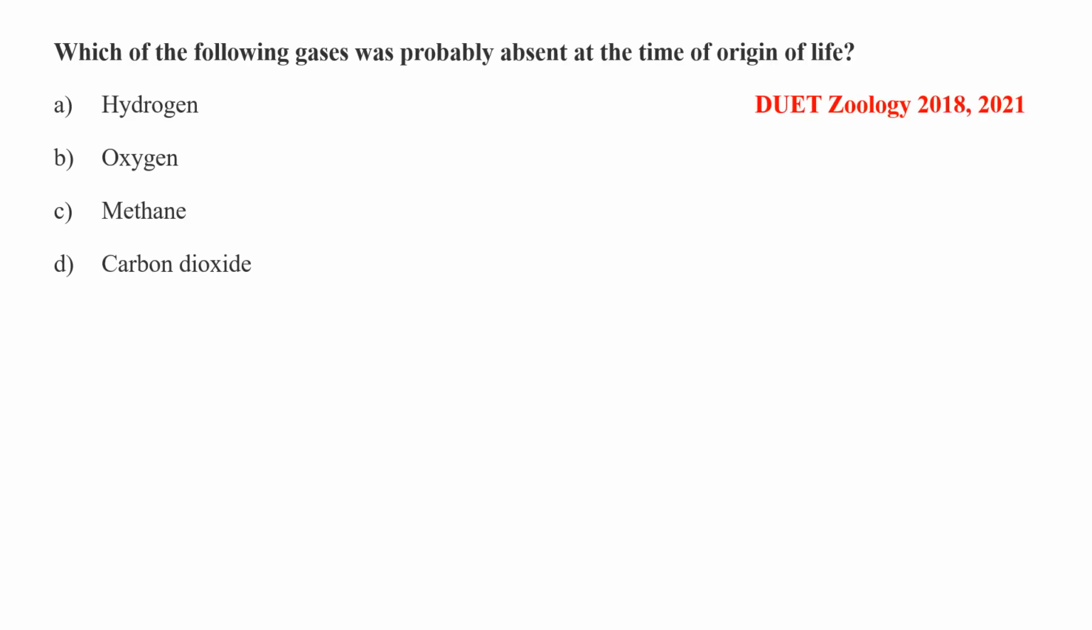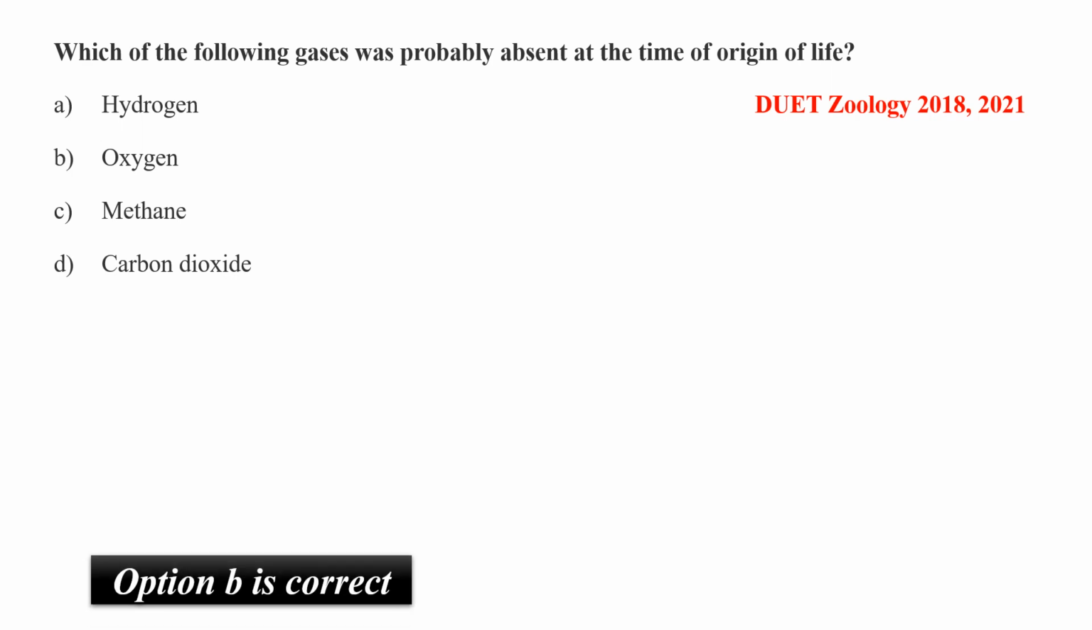Which of the following gases was probably absent at the time of origin of life? Hydrogen, oxygen, methane, or carbon dioxide? This is very simple. Since at the time of origin of life, there were no photosynthetic pigments, which were responsible for delivering the free oxygen. Since there was an absence of photosynthetic organisms, oxygen would not have been present at the time of origin of life. So option B would be the correct answer in this case.